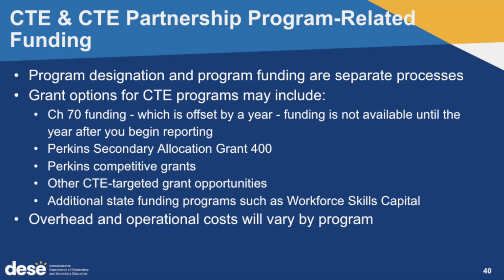Program designation and program funding are separate processes. Grant options and funding options come from various sources. Chapter 70 funding is offset by 1 year. This means if the district is designated and reports 20 students in October of 2025 in your new program, the district will not see the additional Chapter 70 funds until the next school year. The Office of College, Career, and Technical Education posts grant opportunities in their monthly CCTE newsletter. Share any questions with your CCTE liaison.